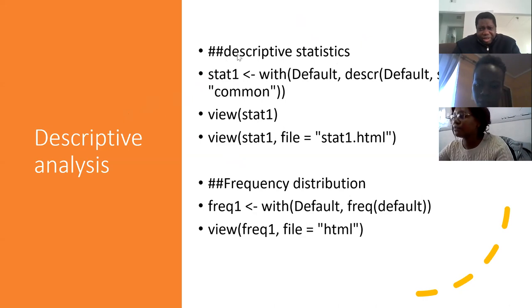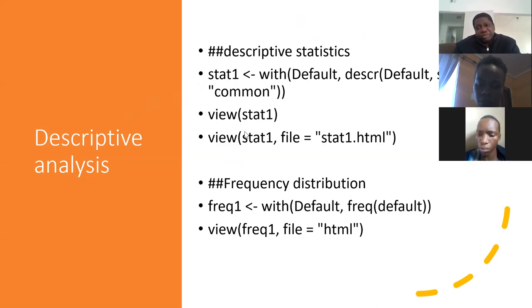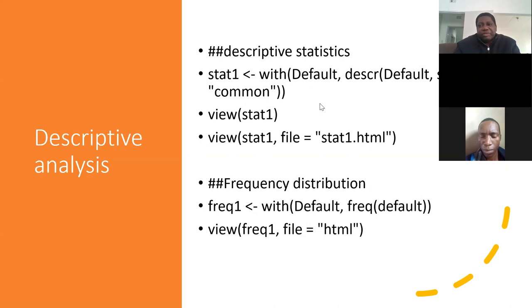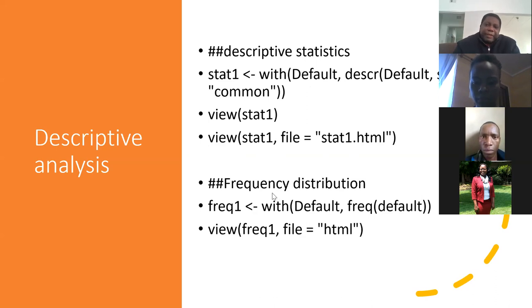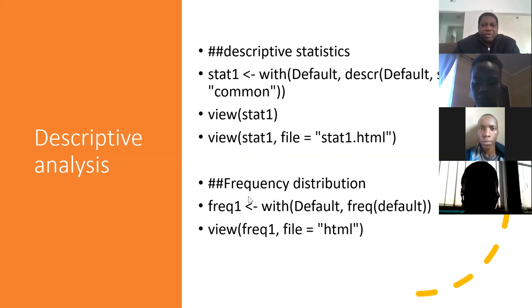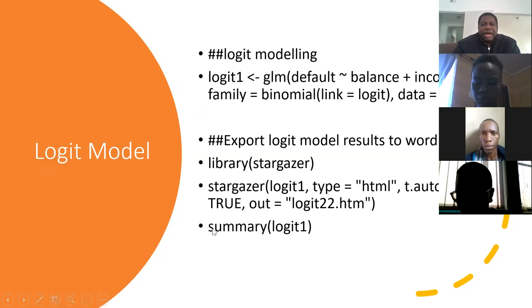After obtaining the descriptive statistics, we want to view it. You can view it in RStudio, or you can export it to your working directory. This is what we are trying to do here. Apart from summary statistics, this will give you the mean, the standard deviation, minimum, the maximum, and so forth. But apart from that, you will still have to obtain the frequency distribution. To get the frequency distribution, we use Freq1. I will illustrate that one too. And after we have done that, then we estimate our logic model.